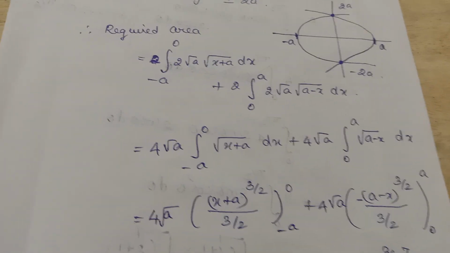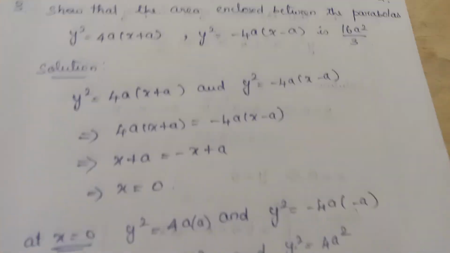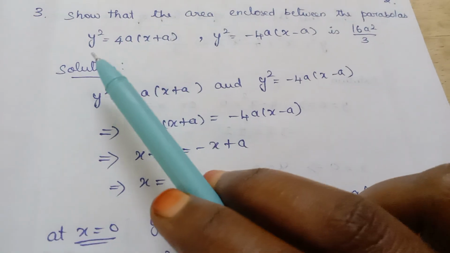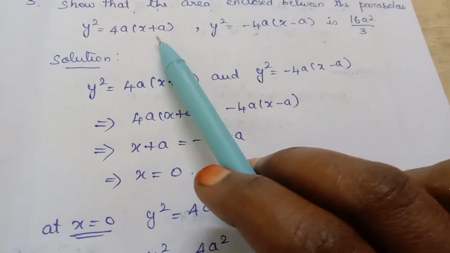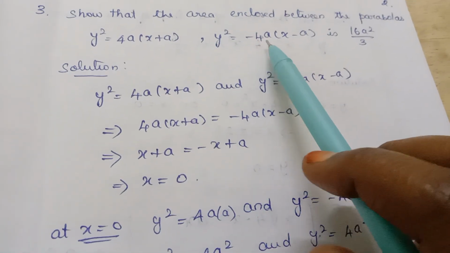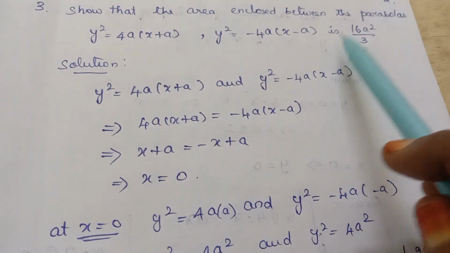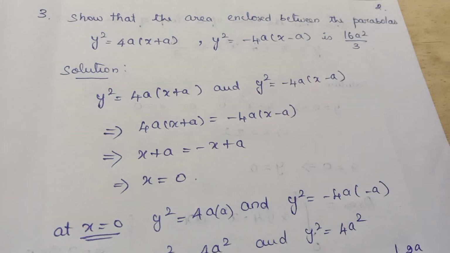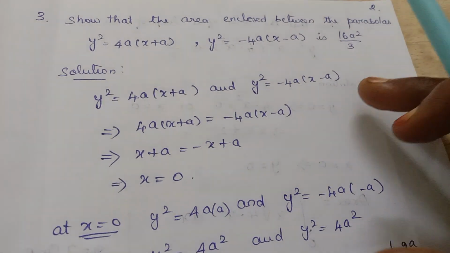Okay, next problem. Show that the area enclosed between the parabola y square equal to 4a into x plus a and y square equal to minus 4a into x minus a is 16a square by 3. Okay, the two parabolas are given. We have to find the area in between them, right?